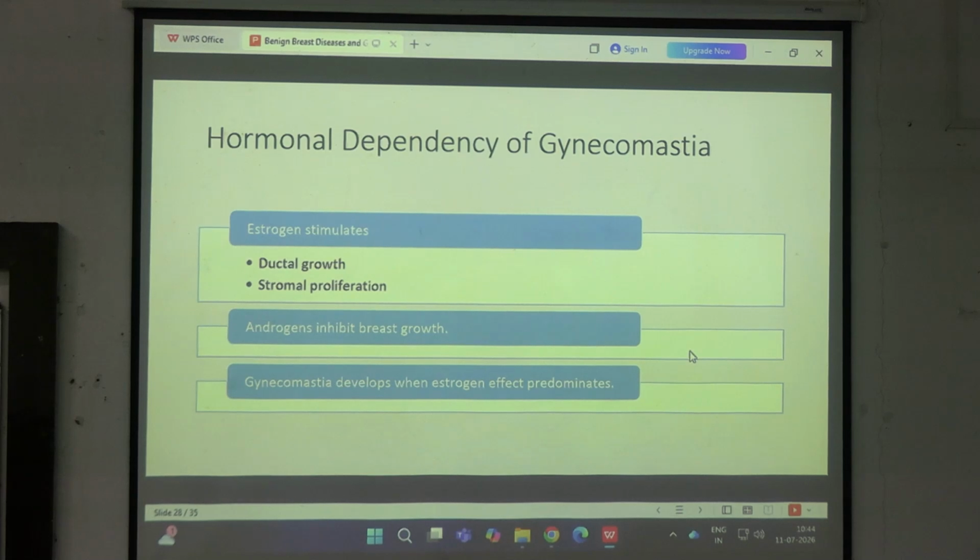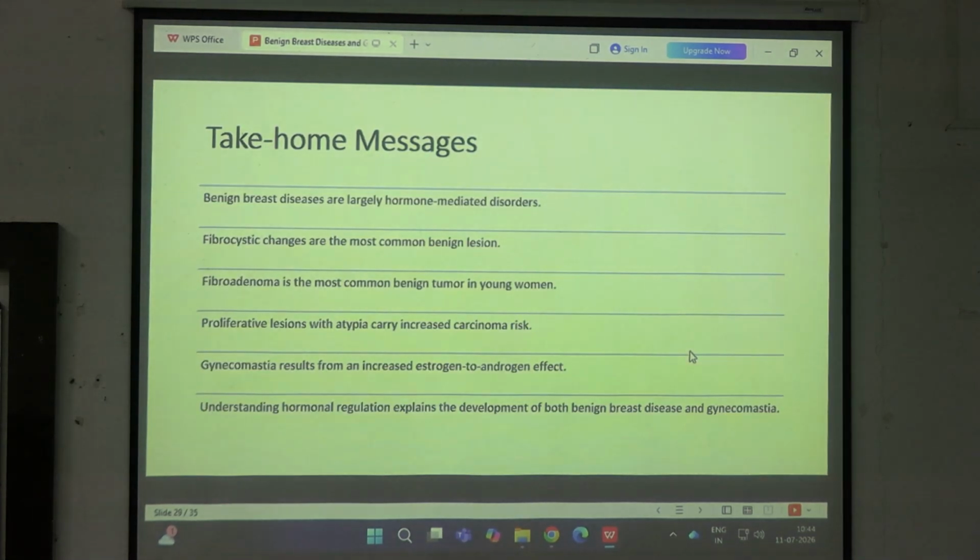The hormonal dependency: it's estrogen dependent. Estrogen stimulates the ductal growth and the stromal proliferation, and androgens inhibit breast growth. So it develops when the estrogen effect predominates over the androgens. Any case where there is estrogen stimulation more than androgens, there will be increased stimulation of the ducts and stromal proliferation, and it will give rise to gynecomastia.